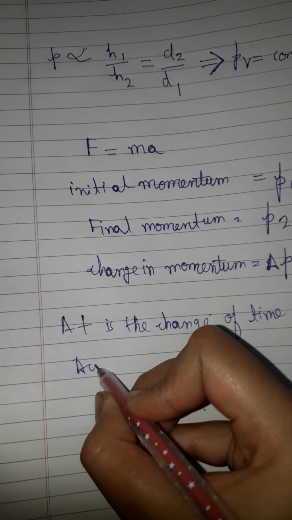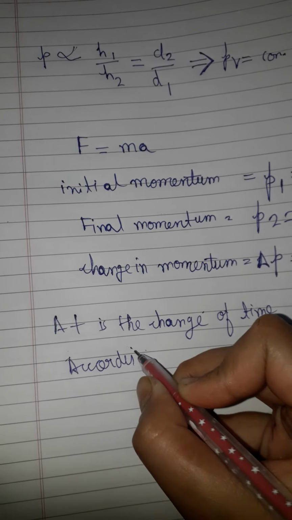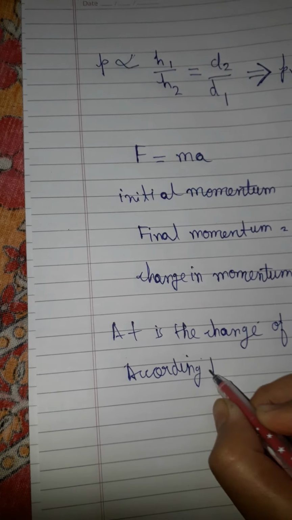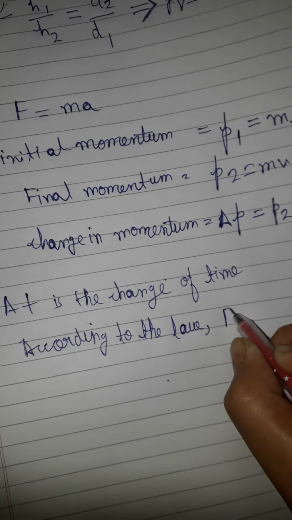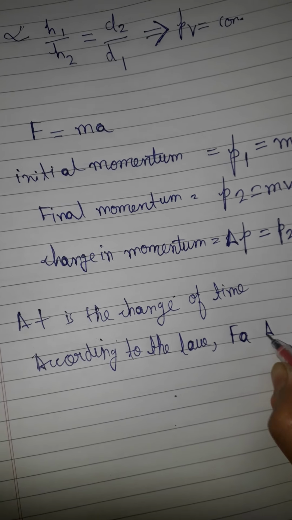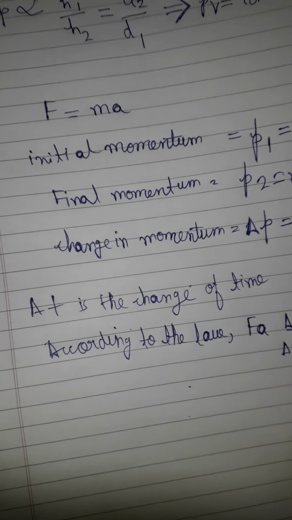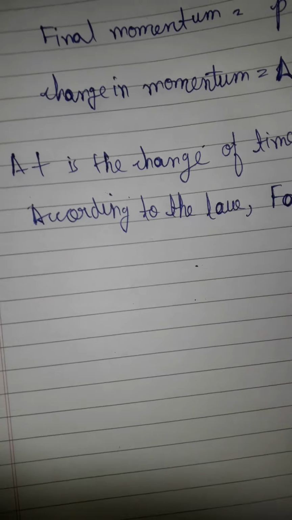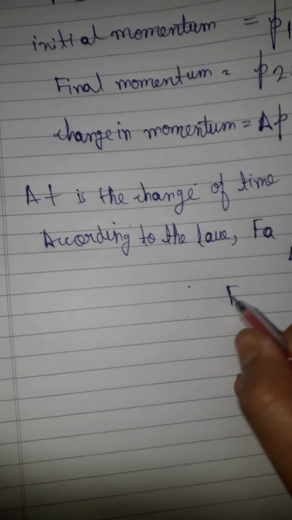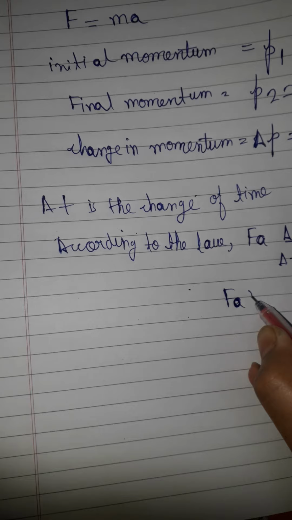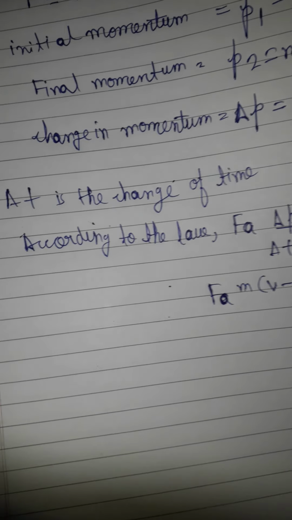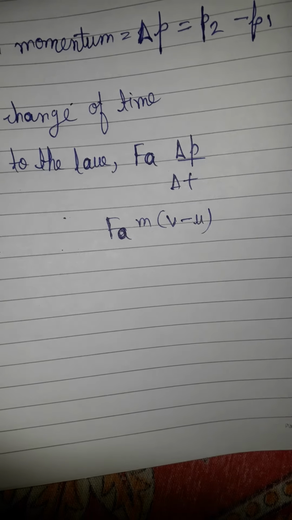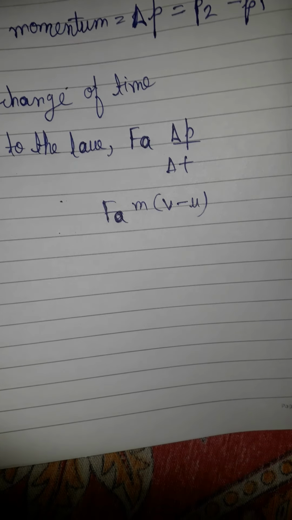So according to the law, F is proportional to delta p by delta t. Don't get confused, because it is the full equation, but not the real equation. F proportional to m(v minus u) is not the real equation. I think it is the step by step explanation.